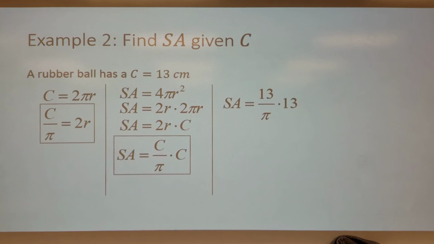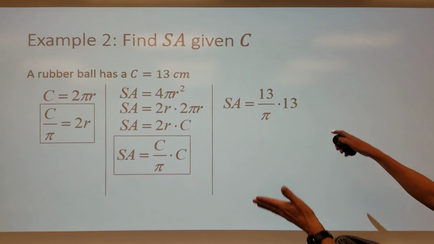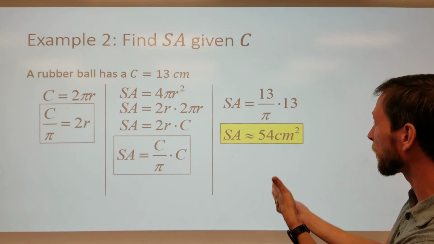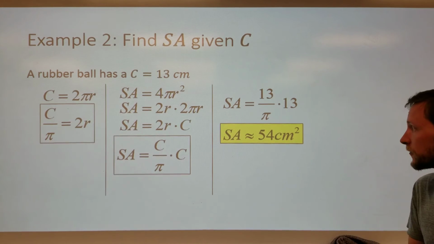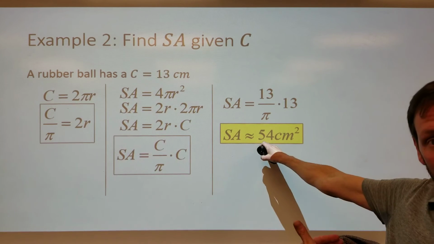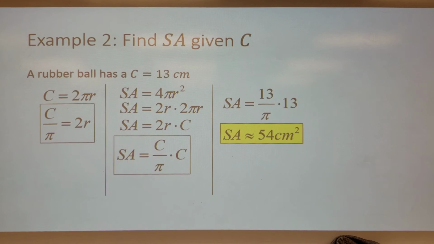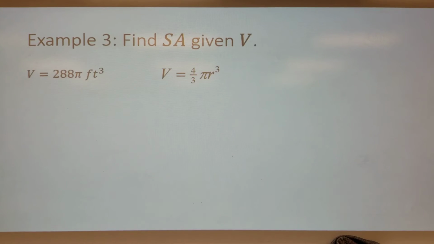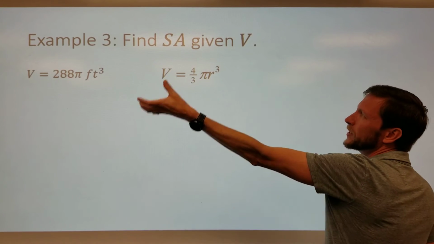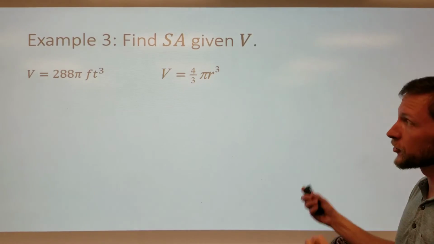We can take 169 and divide it by pi, and in this particular case, we could approximate that value to be 54 square centimeters. This is the one time so far in all of our notes and examples where we've gotten to approximate a value for our surface areas. Likewise, we might have a situation where we are given the volume and we need to work that in reverse to find the surface area.